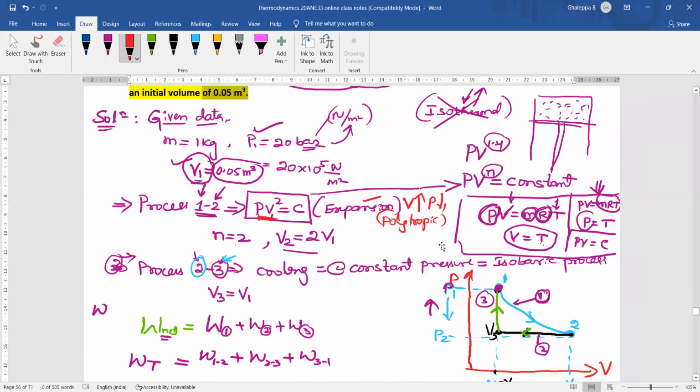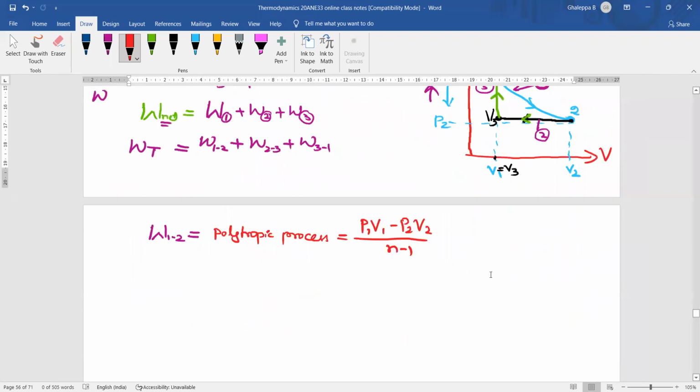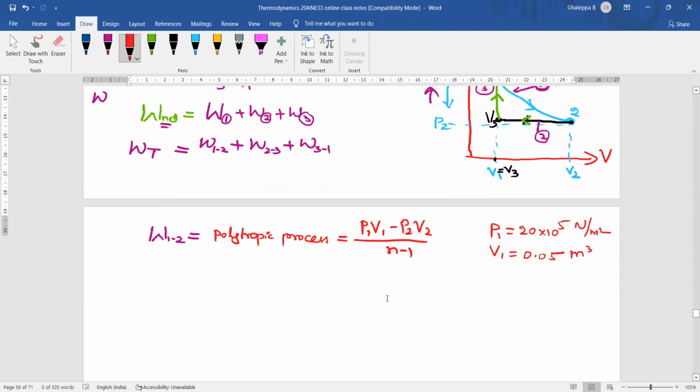P1 is given, 20 bar, that is 20 into 10 to the power of 5. So I will write on the right hand side: P1 is equal to 20 into 10 to the power of 5. V1 is given as 0.05 meter cube. The unit of P is Newton per meter square.